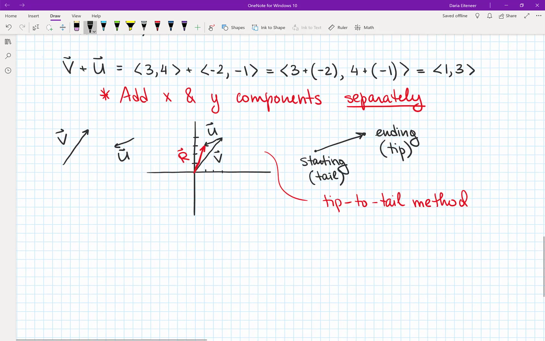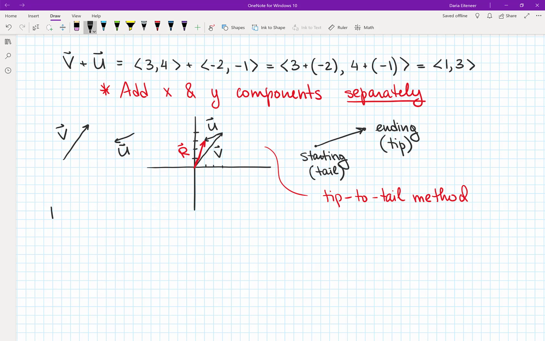So here is how I would write that. Vector r equals vector v plus vector u. So r is the resultant. It's the result of this vector addition. Notice I always start r at the start of the first of those vectors and end it at the end of the last vector. Okay, so that's the tip-to-tail method.